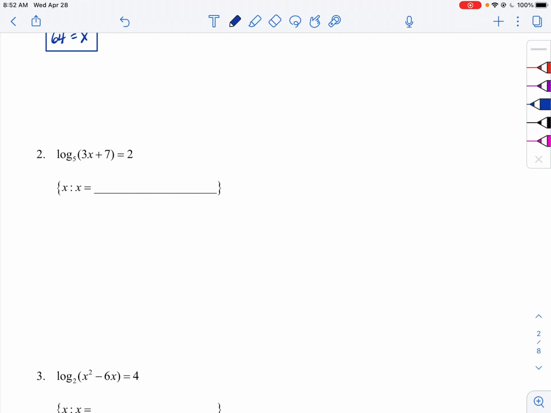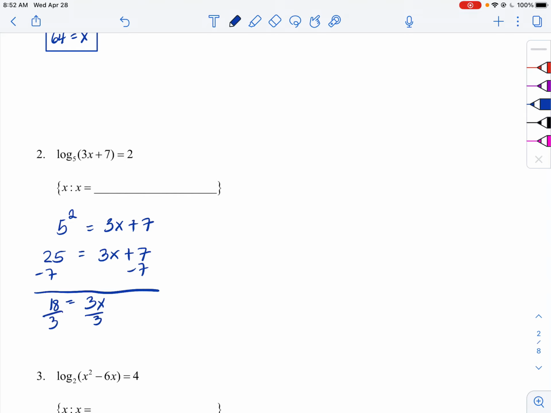Moving on. We have log base 5 of 3x plus 7 equals 2. We have to rewrite it in exponential form. So that's 5 squared equals 3x plus 7. 5 squared is 25 equals 3x plus 7. Let us subtract 7 on both sides. We are going to have 18 equals 3x. Divide by 3 on both sides, we have 6.